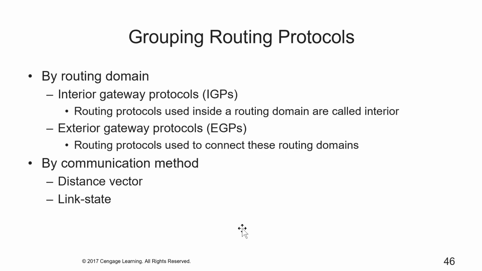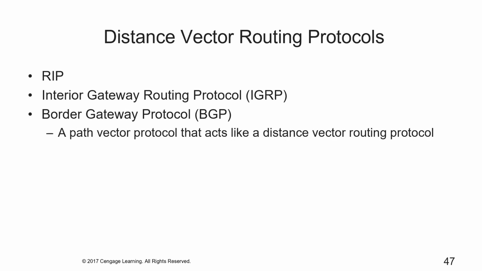So the routing protocols used inside a routing domain are called interior gateway protocols, or IGPs, and the routing protocols used outside are exterior gateway protocols, or EGPs. The second group of routing protocols is through the method they use to communicate. There's two flavors of routing protocols, distance vector and link state. One of the most difficult challenges in automating the routing process is preventing routing loops.